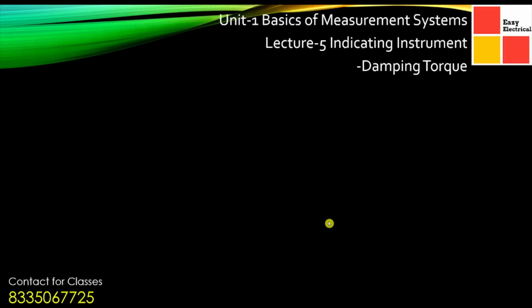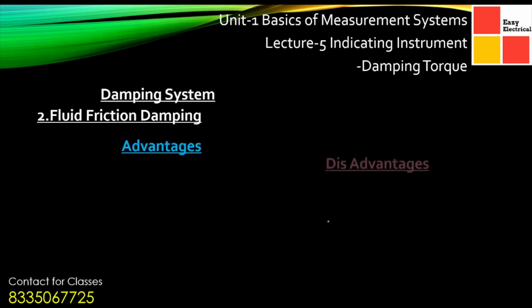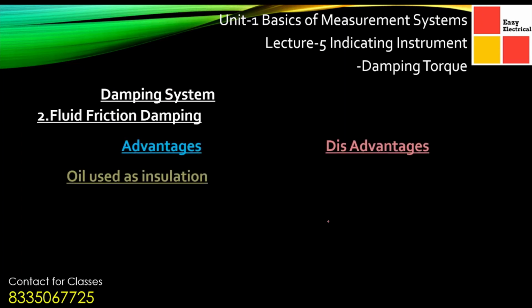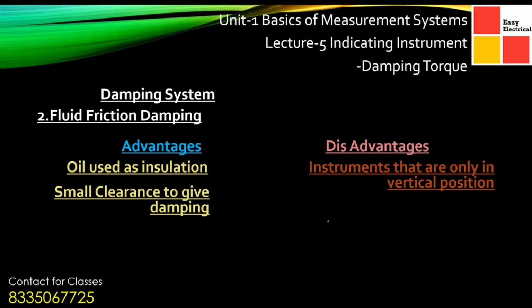Now coming to the next topic, that is fluid friction damping. In fluid friction damping, what are the advantages? First of all, the oil is used as an insulation. Second is the clearance: a small clearance is required to keep the damping, because the fluid is actually working as an insulation. Now coming to the disadvantage, first of all we need to keep in mind that the oil must be put in a vertical position like this. So the placement of the instrument must also be in a vertical position.